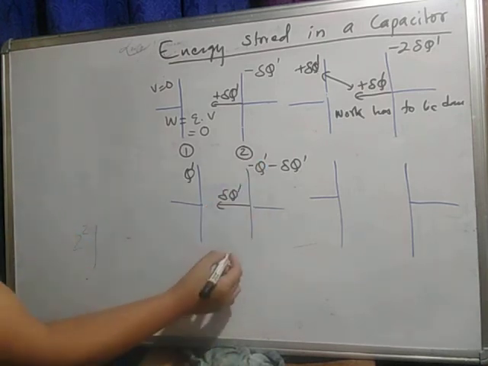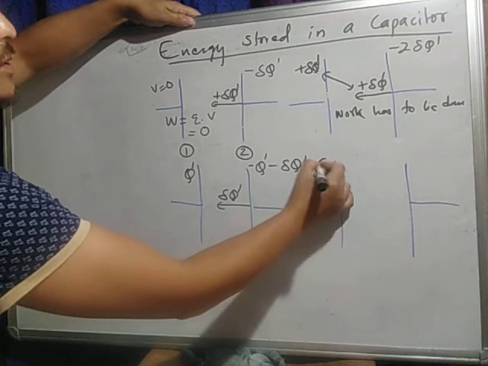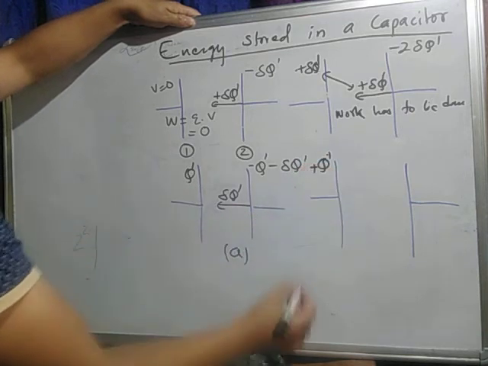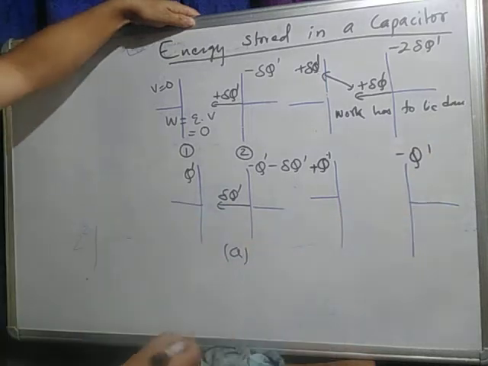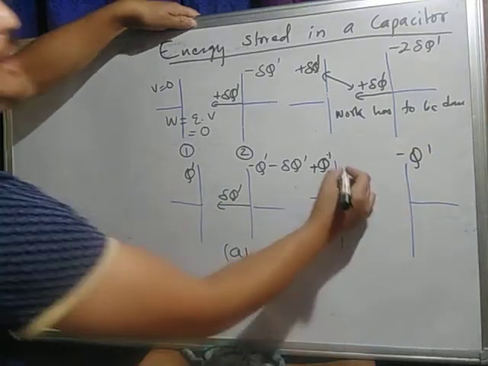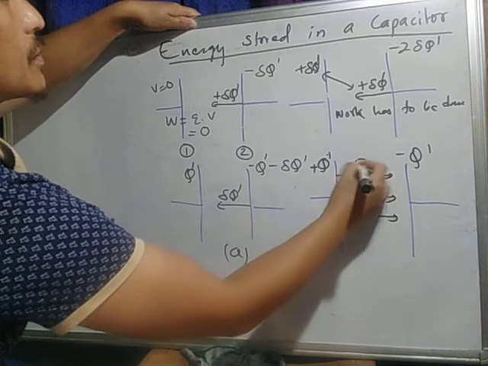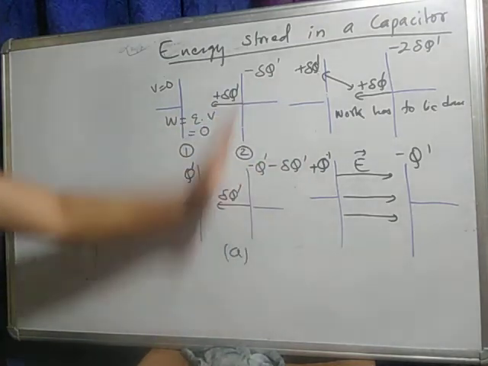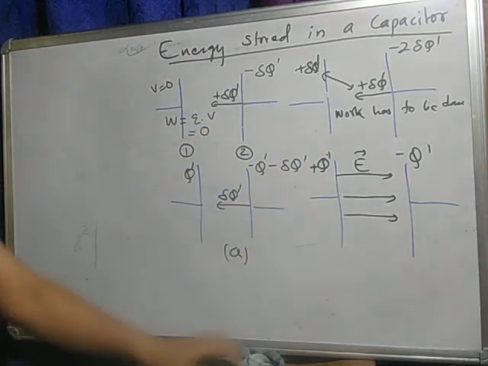So this is your figure 1a in your book. So finally by doing this, this plate will get fully charged and this plate will also get fully charged. Okay, and at this stage you will find uniform electric field also. Clear? So the more you go to the next step, more work has to be done, isn't it?